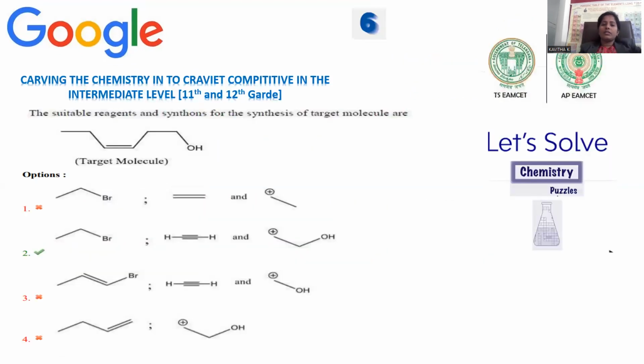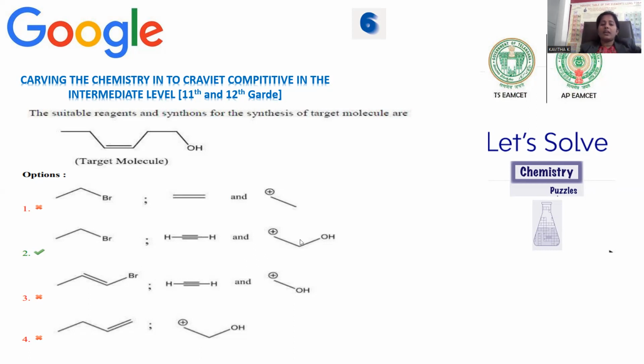Move on to question number 6. Question number 6, again the part of organic chemistry. A suitable reagent and the synthon for the synthesis of the target molecule. This is the final product we need to synthesize. In order to cook this product, what ingredients do we have to take as the starting materials? One must be a synthon. One must be a starting material. Others are said to be reagents like this. Synthon will be the starting material itself. So these get combined so that this is the product we will get.